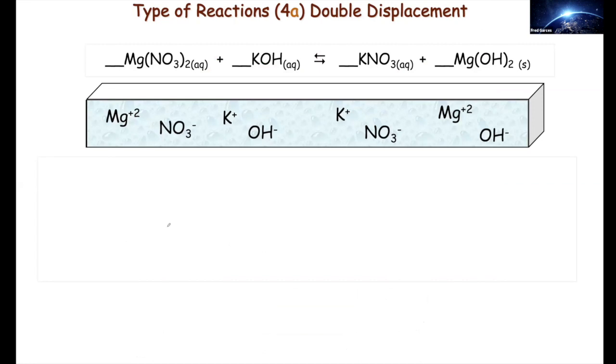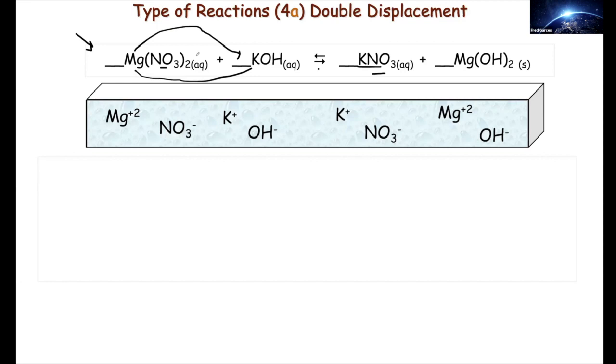So let's take a look at this reaction. This is the main reaction that we're going to be studying: magnesium nitrate and potassium hydroxide. Again, it's a double displacement, so the magnesium will replace potassium, and potassium will replace magnesium. The products that you will get are potassium nitrate and magnesium hydroxide. Remember, magnesium's +2, hydroxide's -1. We know that nitrates are always soluble.